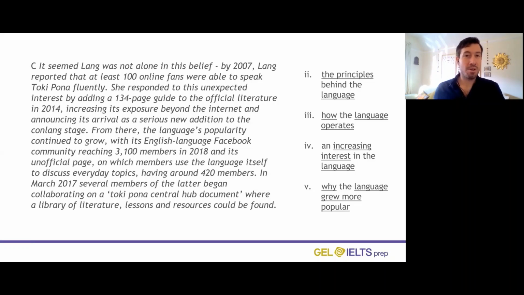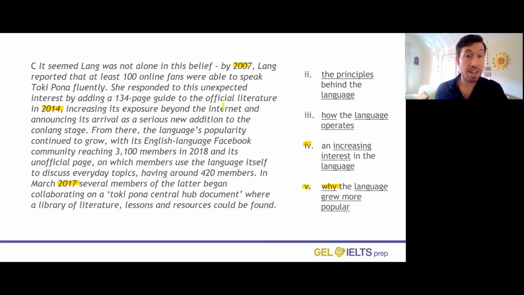Okay, well, the correct answer here is this one. So as we said, it talks about the different dates and how the language was becoming more popular. Now, the difference between these is this one says it's why the language grew more popular. Now, nowhere in here does it talk about any reasons why the language was becoming more popular. It doesn't say because this was happening. So it doesn't give any particular reasons for it.